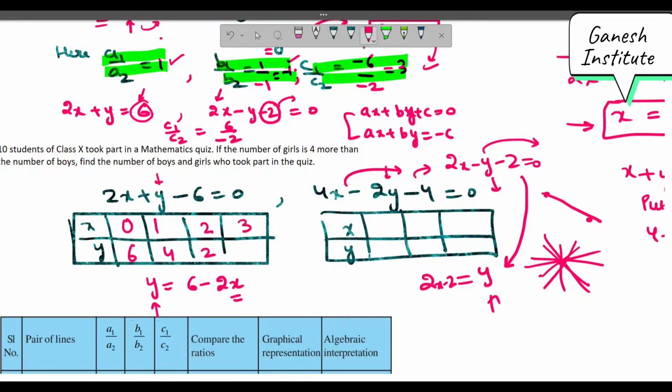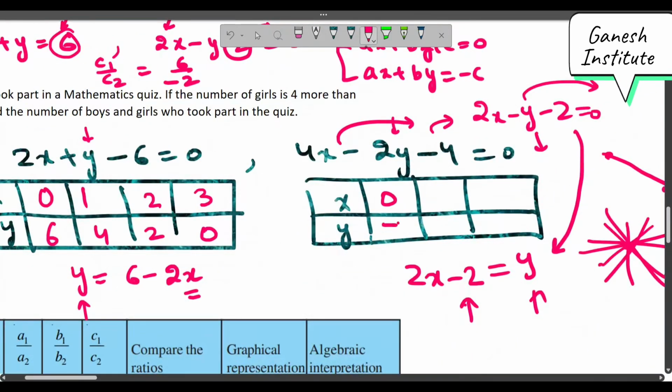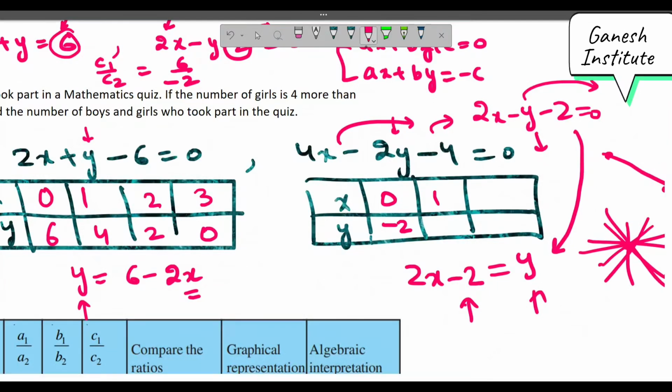X is 3, y is 0. Okay. Here, x is 0. Hold on, let's write it properly. 2x minus 2. If x is 0, it would be negative 2. If x is 1, it would be 0. If x is 2, it would be 2. So can you see this is my unique solution?